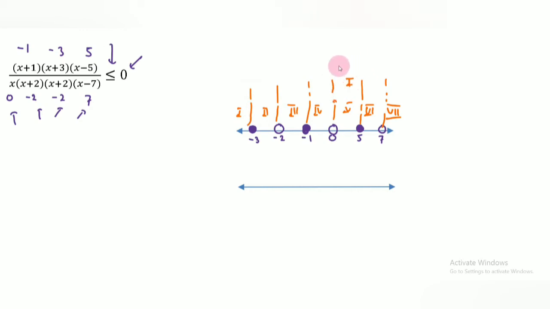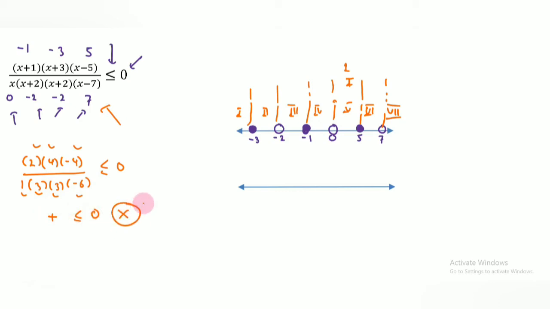Okay, so 1 comes from this area, so let me put it into this inequality. If I put 1 into x, it will be 2 times 4 times negative 4 over 1 times 3 times 3 times negative 6, less than or equal to 0. This is positive, this is positive, this is negative, positive, positive, positive, negative. Actually, the final answer must be positive, right? Less than 0. Is it true? No, it's wrong. Since all negative is the one that is less than or equal to 0.